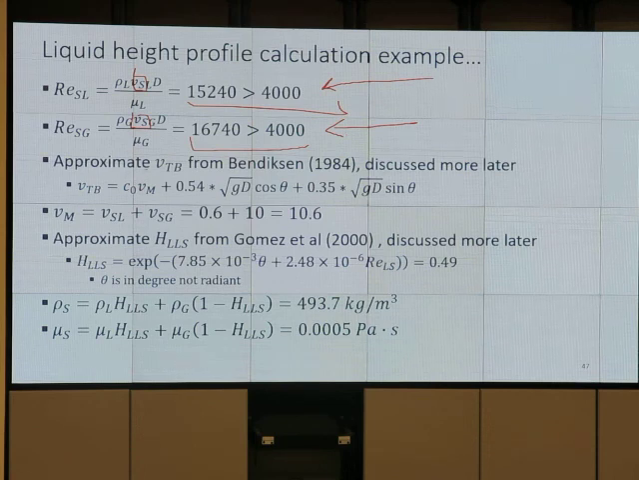Okay. So next we calculate VTB, using the closure relationship. I put every number in. Okay, VM is VSL plus VSG, equal to 10.6. So now I have VM.